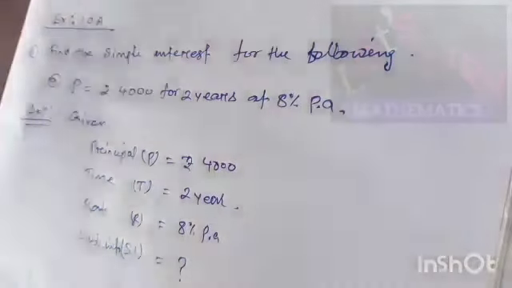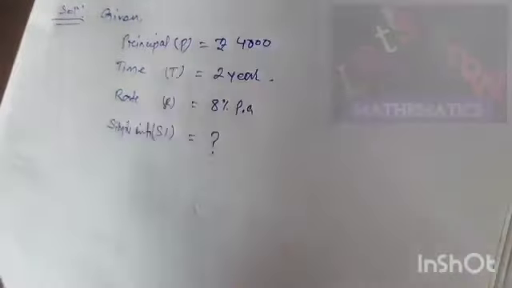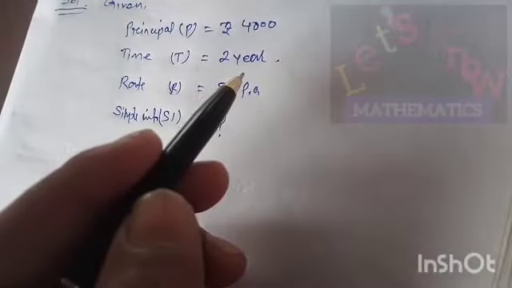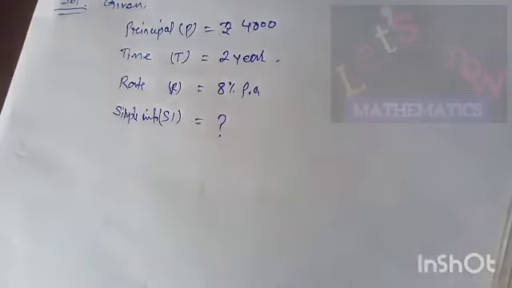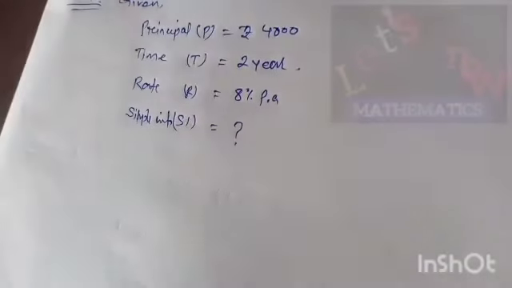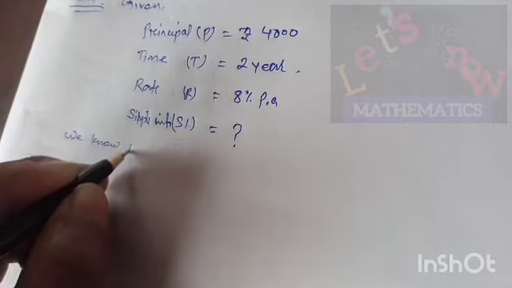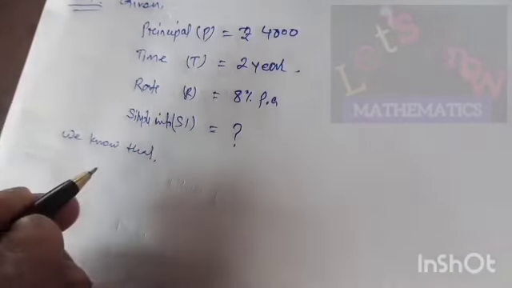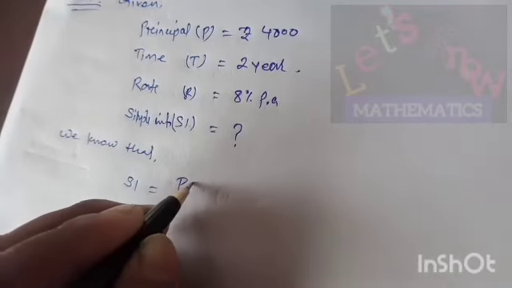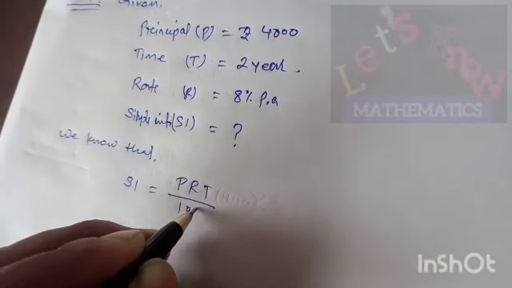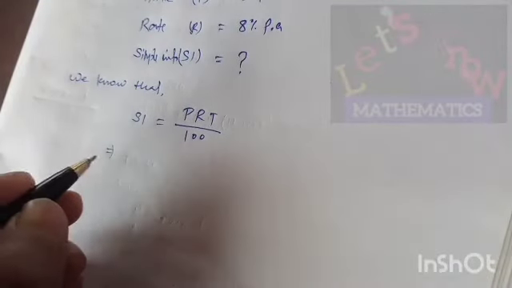Okay, very good. Now see, here the unit of time is given in years and the rate of interest is also given per annum. So we can find it easily, no need to worry about it. So here we write, we know the simple interest formula, is it? Simple interest SI is equal to PRT by 100.